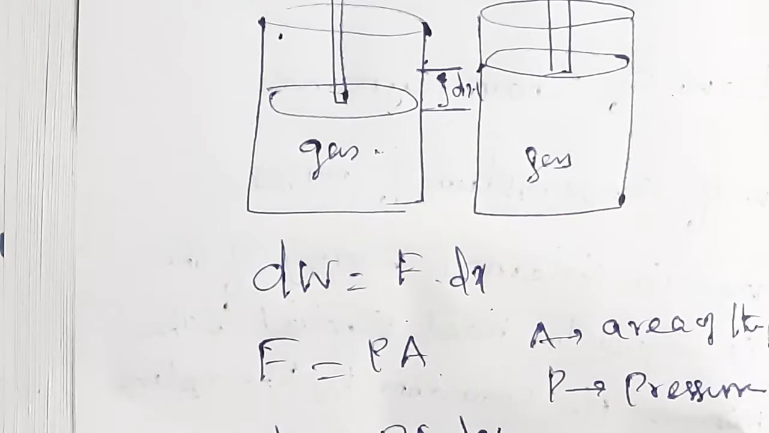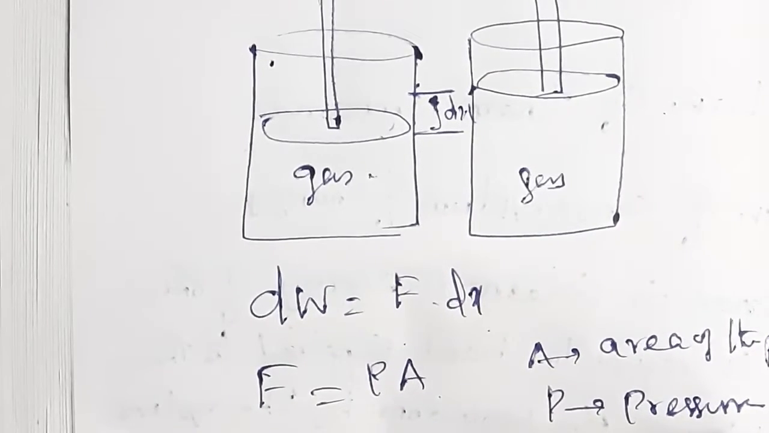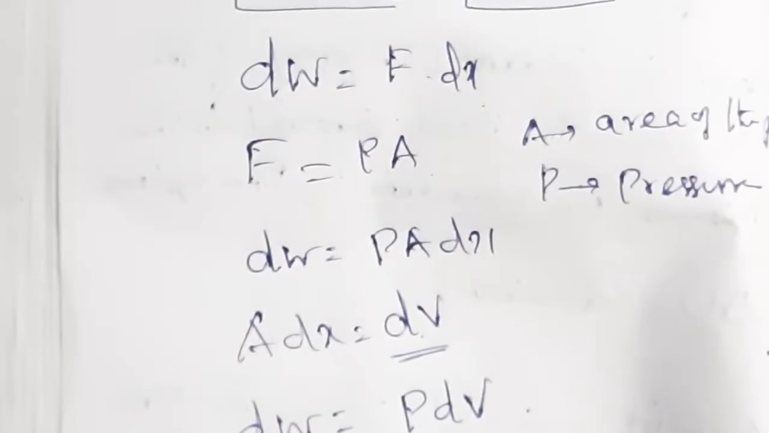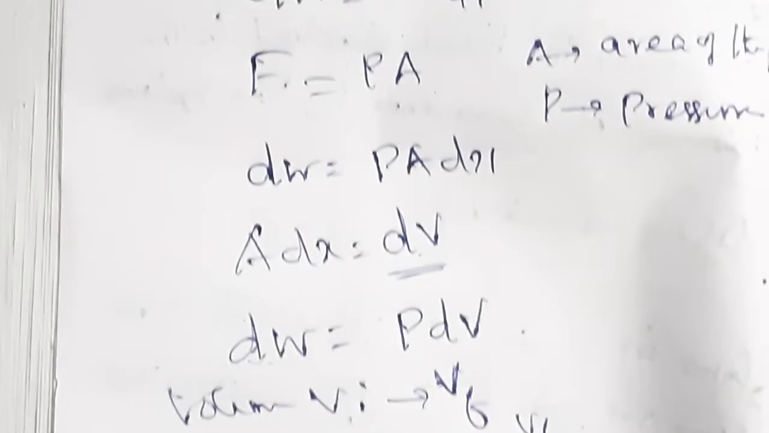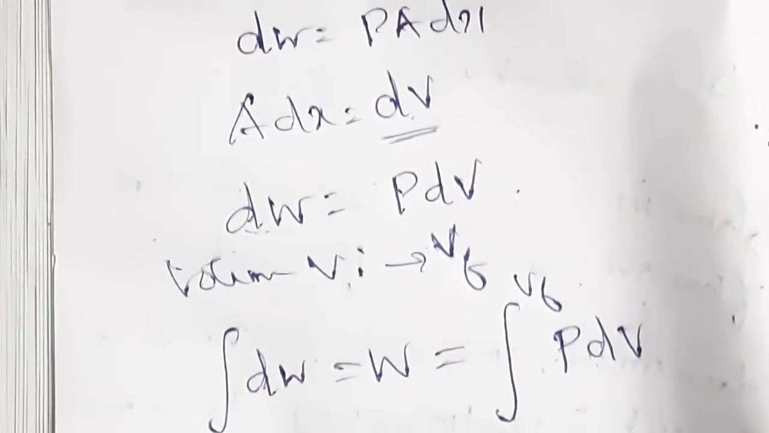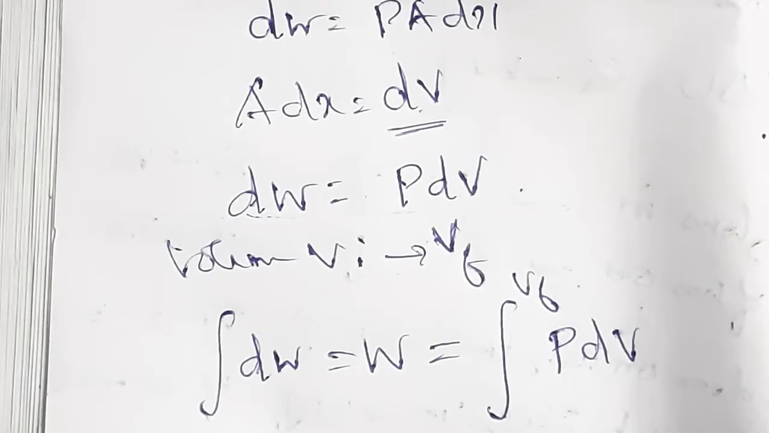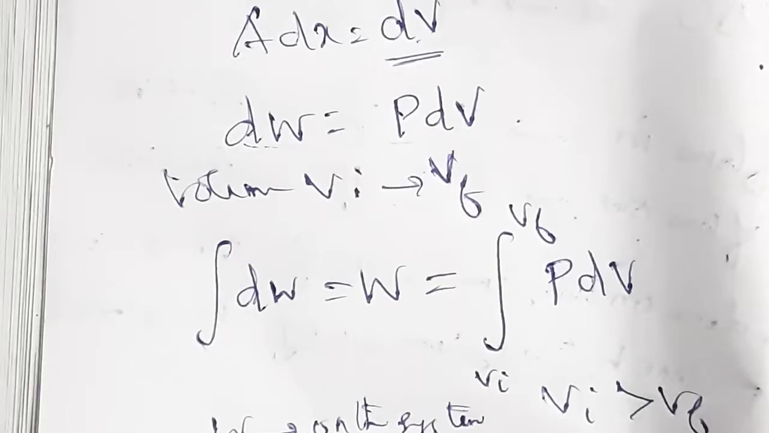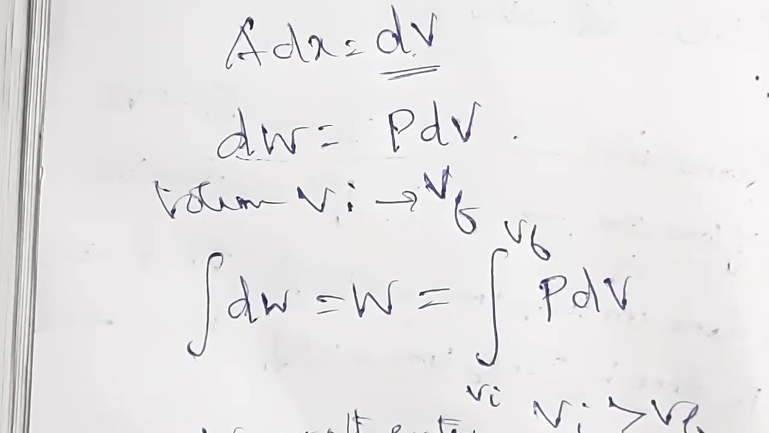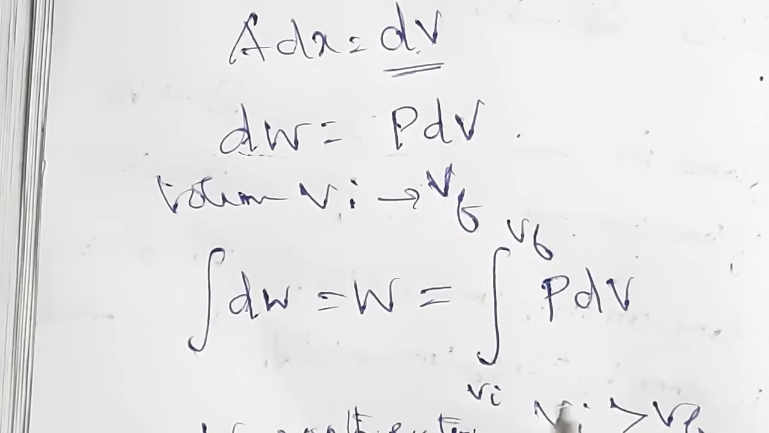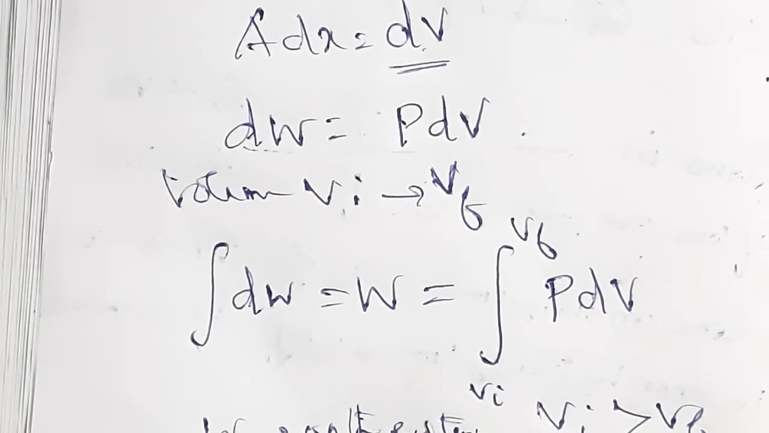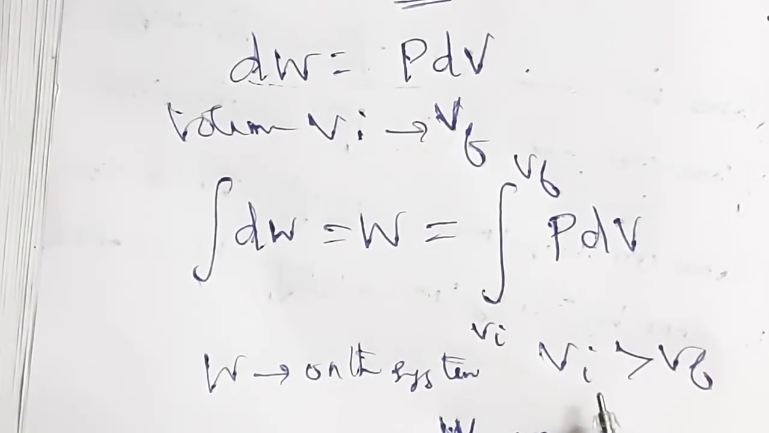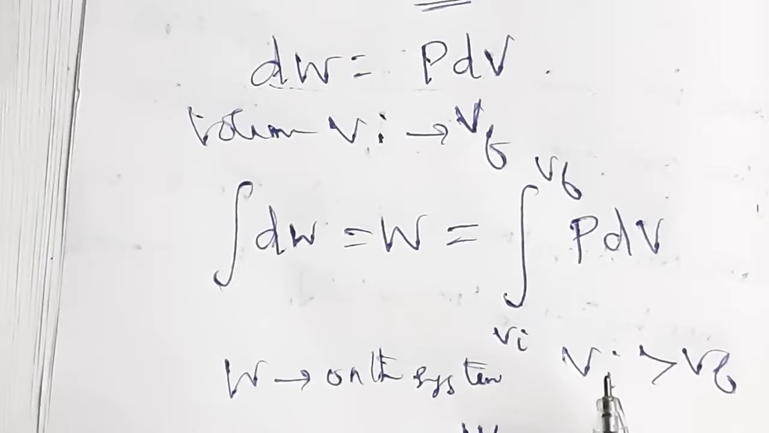Okay. A gas which is expanded by means of the piston with a small distance dx. Small work done, force. So work done can be plus PA into dx. A into dx is nothing but volume. So PdV. So if the volume is increased, we can have VI to VF. So the integral of dW is equal to W is equal to the integral from VI to VF of PdV. If it is positive. If it is negative, when will it be negative? The work is done on the system. When the work is done on the system, that means VI will be greater than VF. So the work done will be negative. Clear?